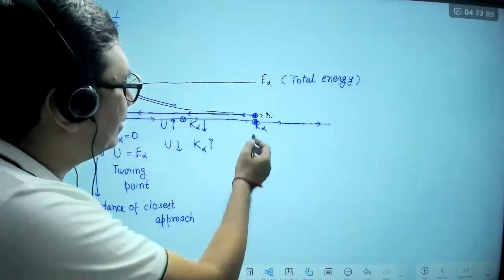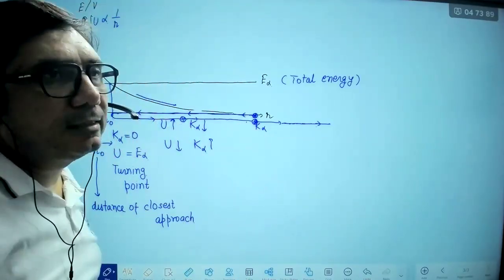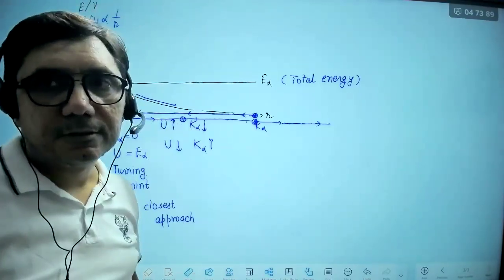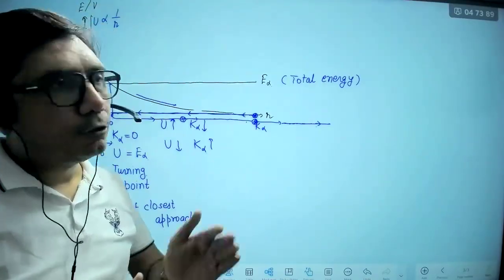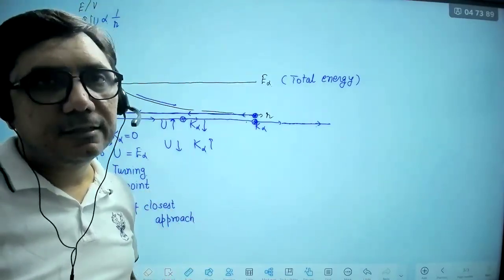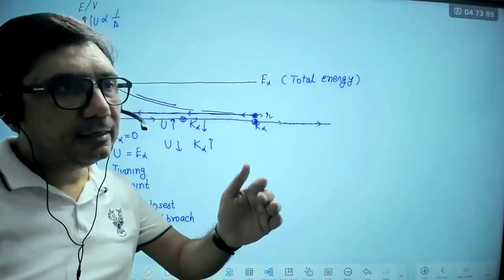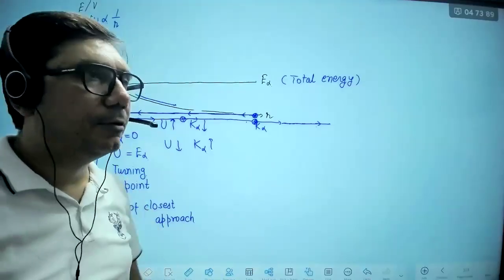Yes, look, try to understand what type of force this is. This is a conservative force. The electrostatic force is a conservative force. So kinetic energy plus potential energy will remain constant.